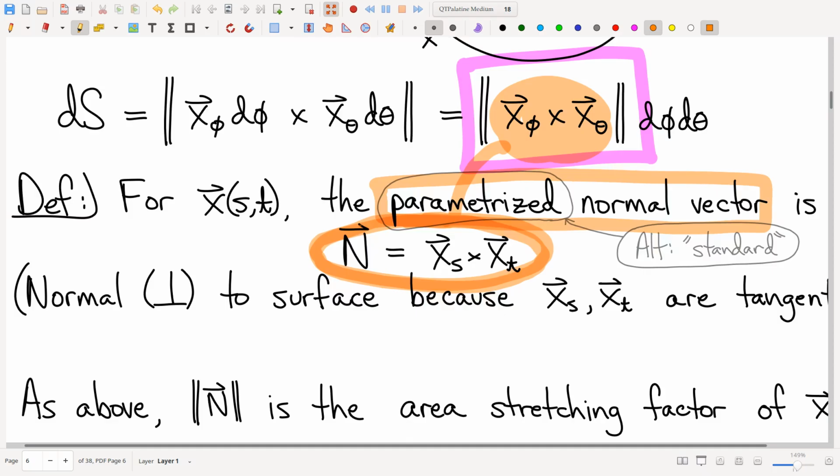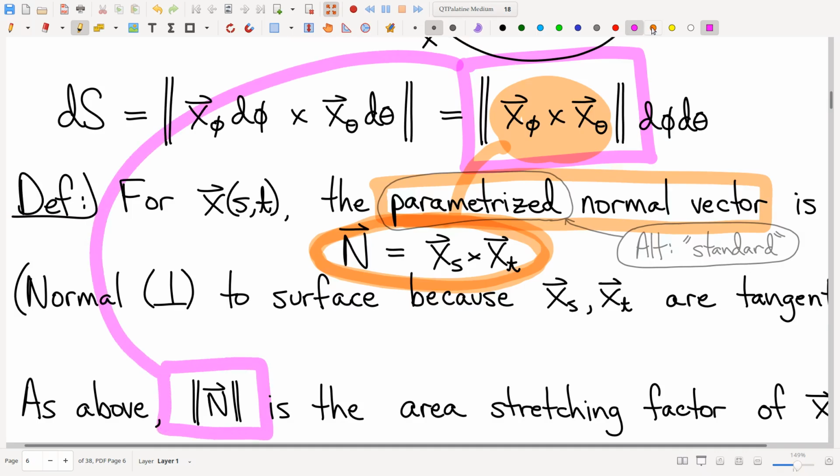And so that gives us a rephrasing of our stretching factor. Our stretching factor is just the magnitude of capital N. I just compactified this formula into a single name so that the formula would be a little bit easier to write down. Is that cool? All right, so we talked about why it's a normal vector. It's a normal vector because it's perpendicular to the surface.